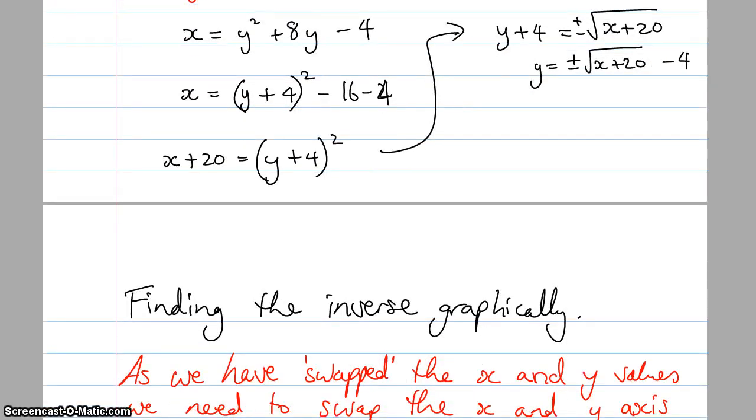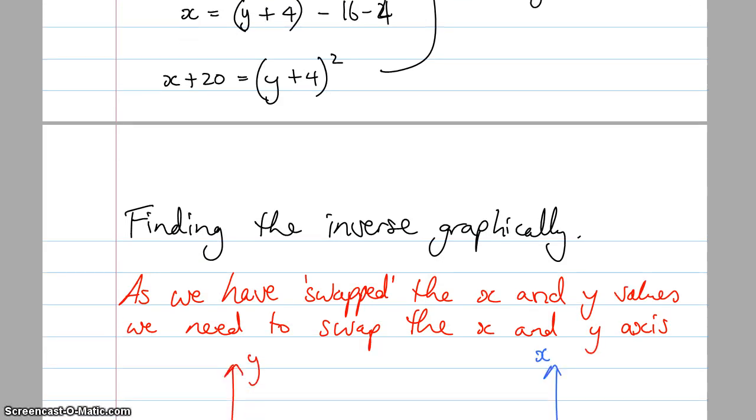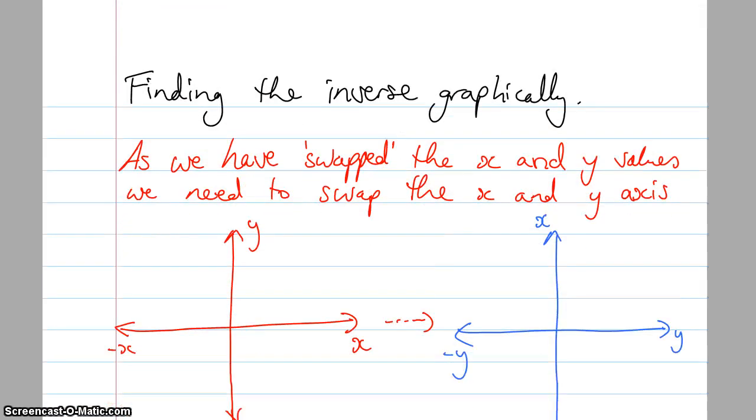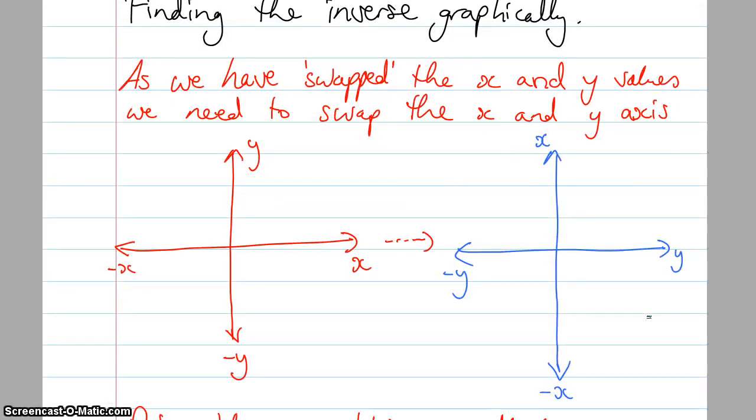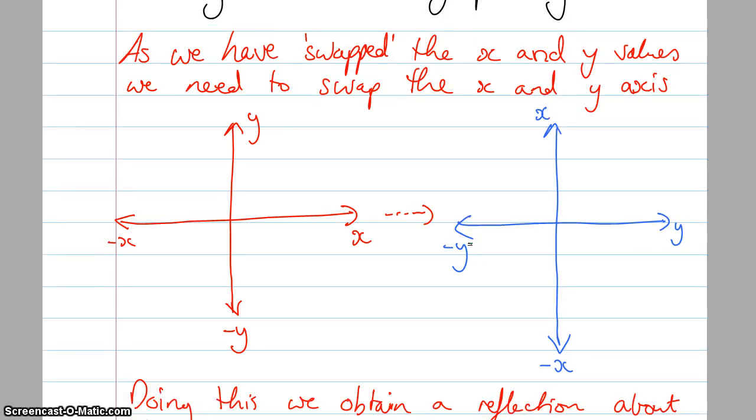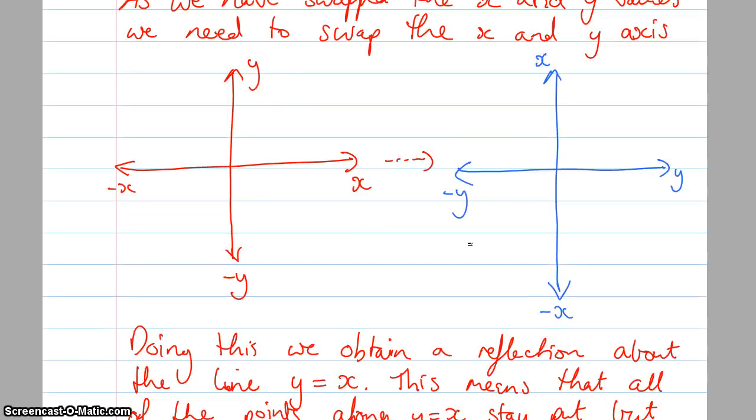In this case, we actually swap the x and the y values. So essentially, we're swapping the axis. If you have a look at what I'm trying to do over here, instead of having the x value over here, now the x value will be up the top. And instead of the y value being there, the y value is down the top, and the other two things swap over as well. So doing this, we obtain a reflection about the line y equals x.